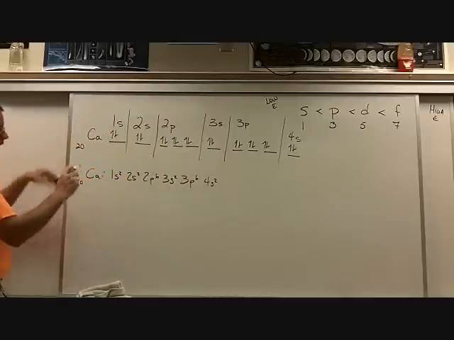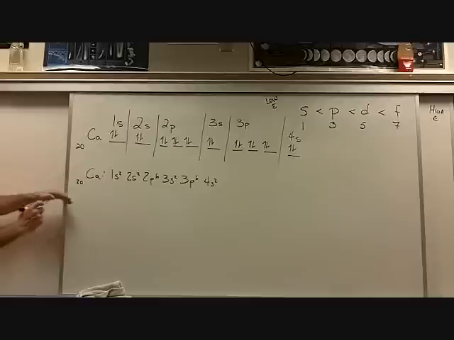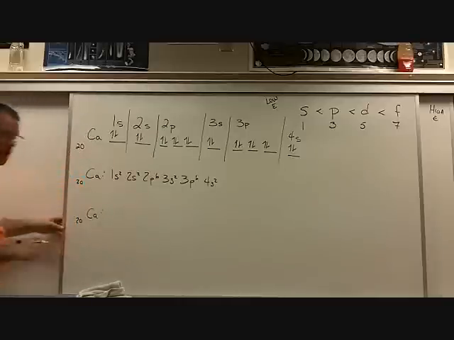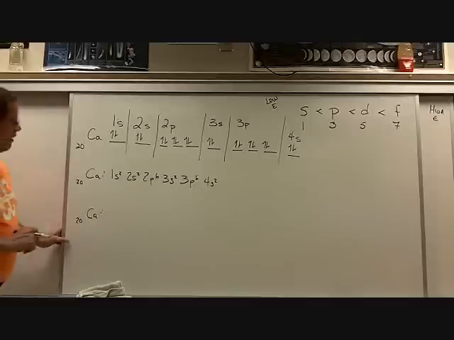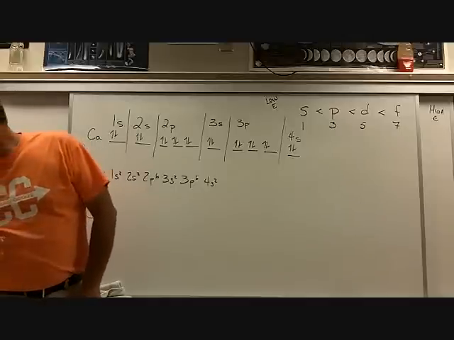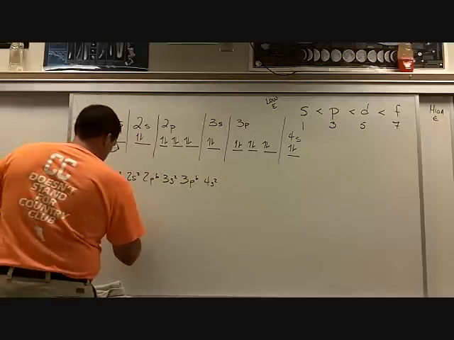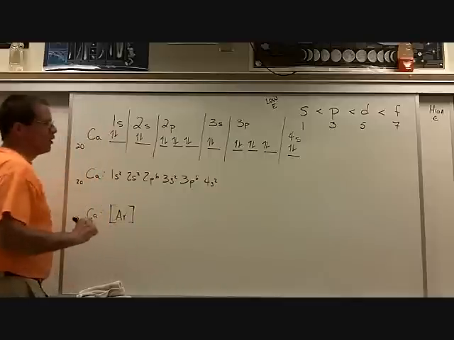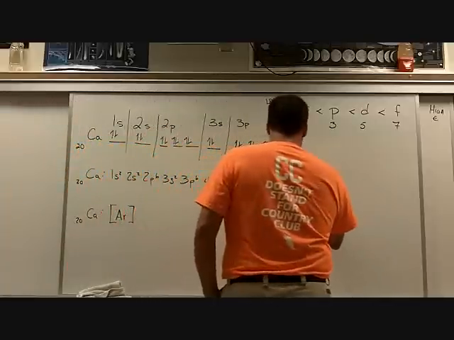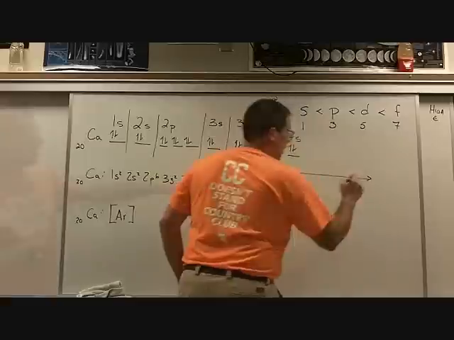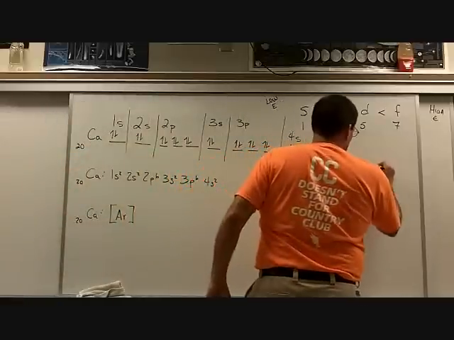All right, now again, this is diagram, this is notation. How would I do the shorthand? Argon? Argon, very good. Again, what you want to do is find where calcium is at on your periodic table. Go up 1 row, slide all the way to the right. And I believe argon's right there. Okay?